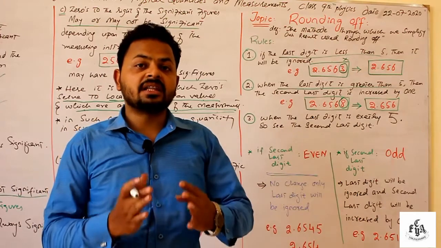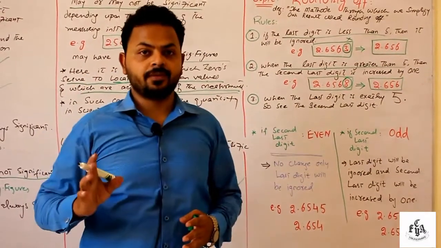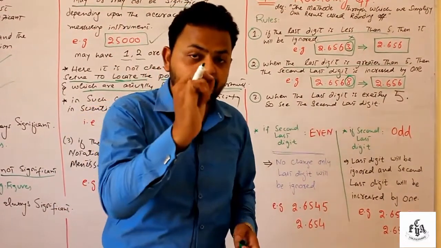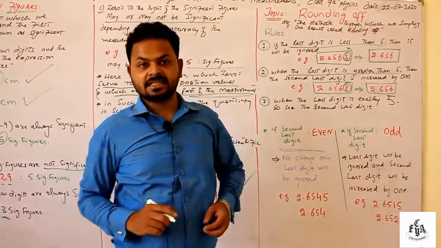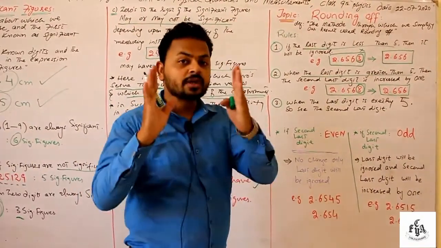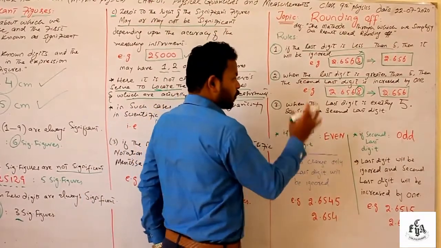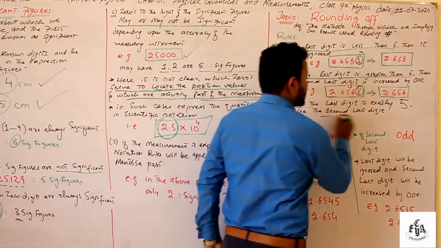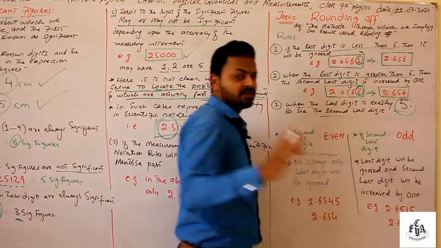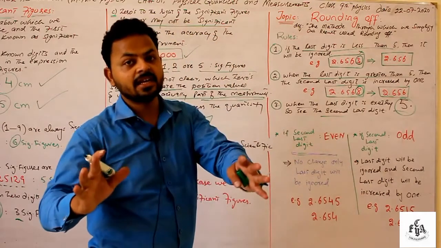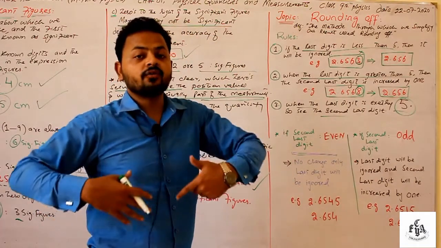Now where is the problem? The problem arises when the last digit is exactly 5. When the last digit is exactly 5, then the problem arises. Now look, we have two cases over here. If the last digit is exactly 5, what do we do?